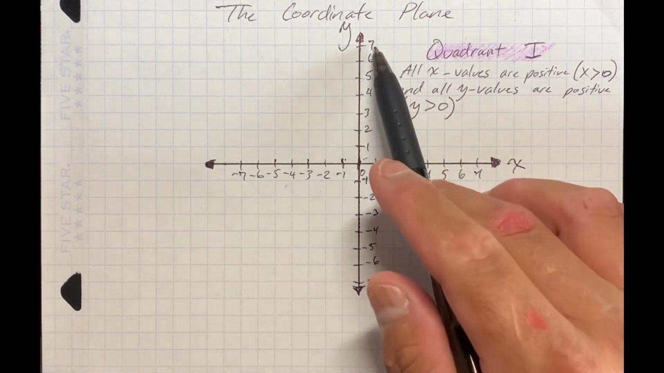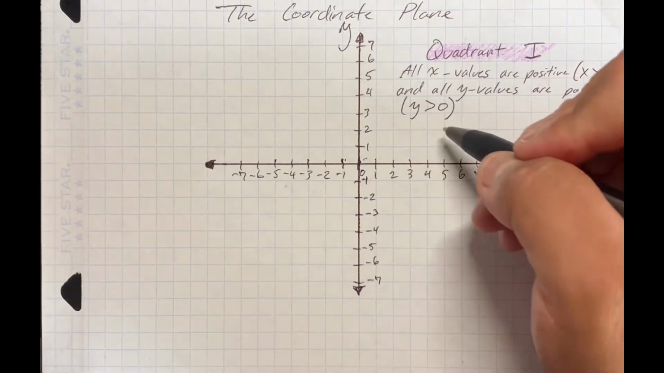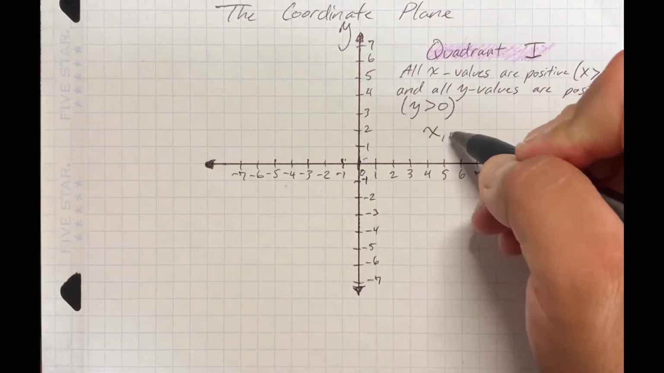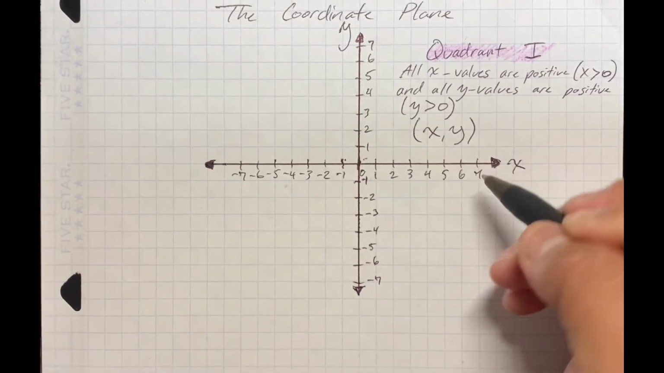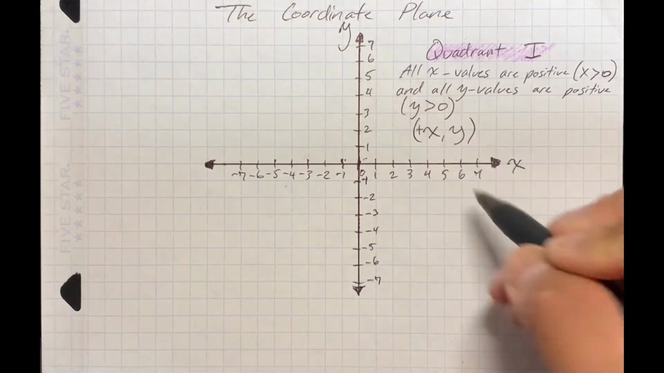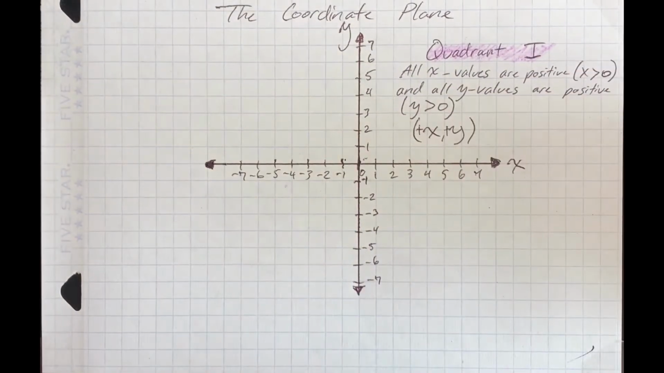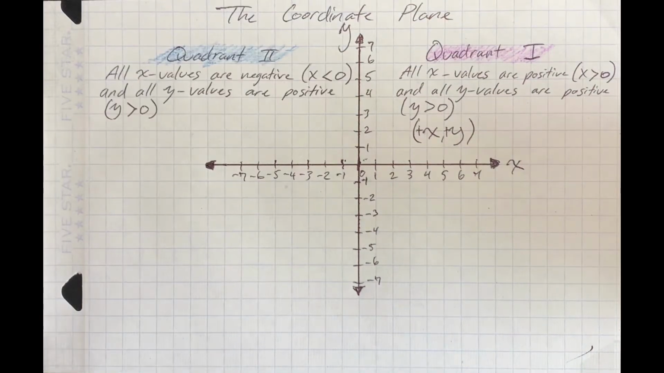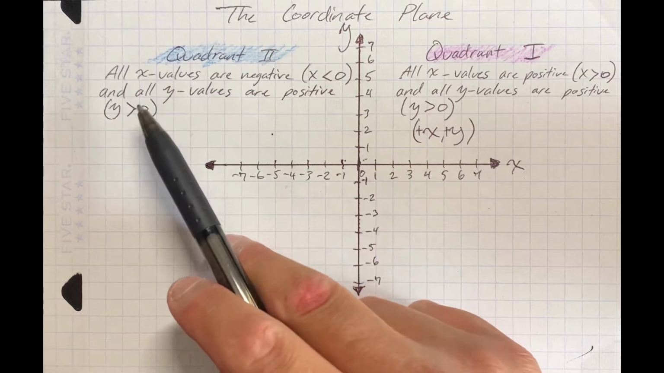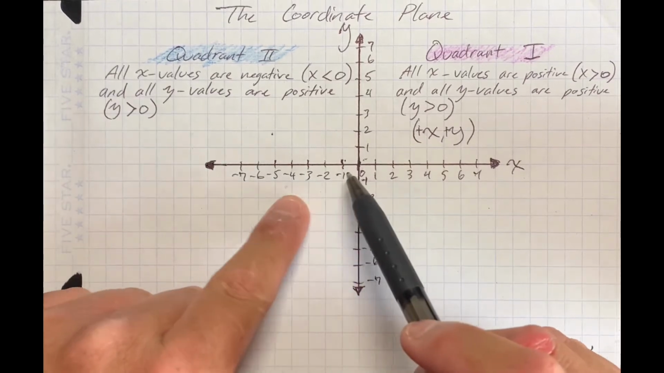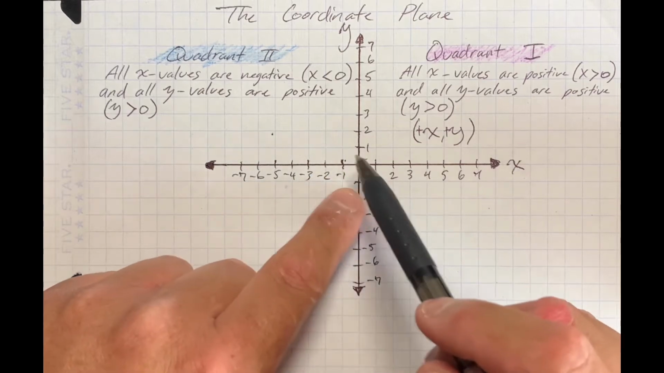They're all positive integers. So when we write ordered pairs, you have your x value and your y value. Your x values here are all positive integers, and your y values are also positive integers. And that's quadrant 1. Okay, we go counterclockwise. Now quadrant 2 over here to the left. Now look at the x value. All these x values here, they're negative. They are to the left of the origin.